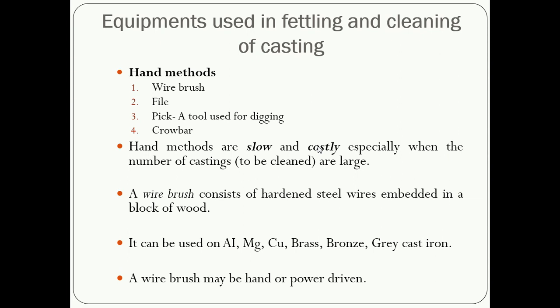This wire brush may be hand or power driven. Understood? If the number of castings is less and the size of casting is small, we can use a hand driven wire brush. If the number of castings is more, as well as the size of casting is big, at that time we can use a power driven wire brush. Hardened steel wires are embedded in a block of wood. That is the construction of wire brush, and by using that wire brush we have to rub the surface of casting so that you can clean its surface. That is very simple to understand, the use of wire brush.